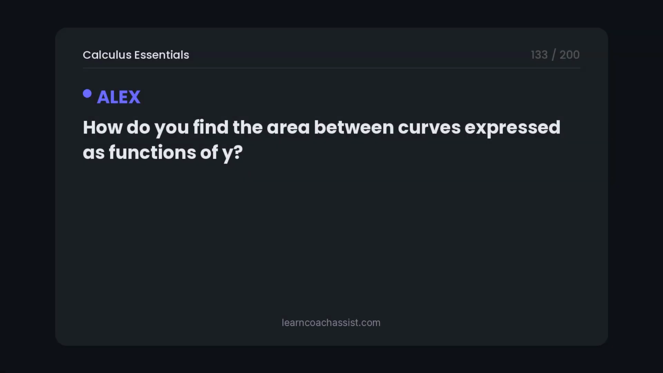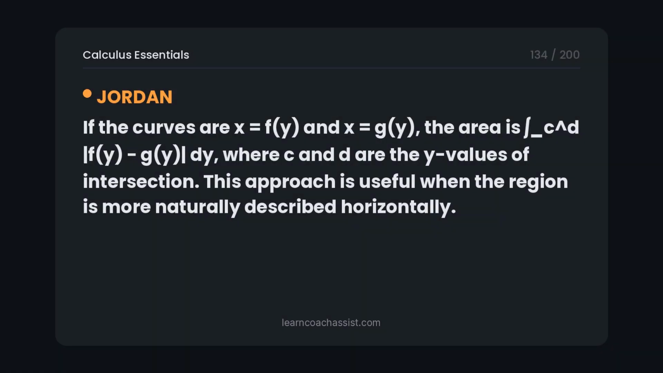How do you find the area between curves expressed as functions of y? If the curves are x = f(y) and x = g(y), the area is the integral from c to d of |f(y) − g(y)| dy, where c and d are the y values of intersection. This approach is useful when the region is more naturally described horizontally.